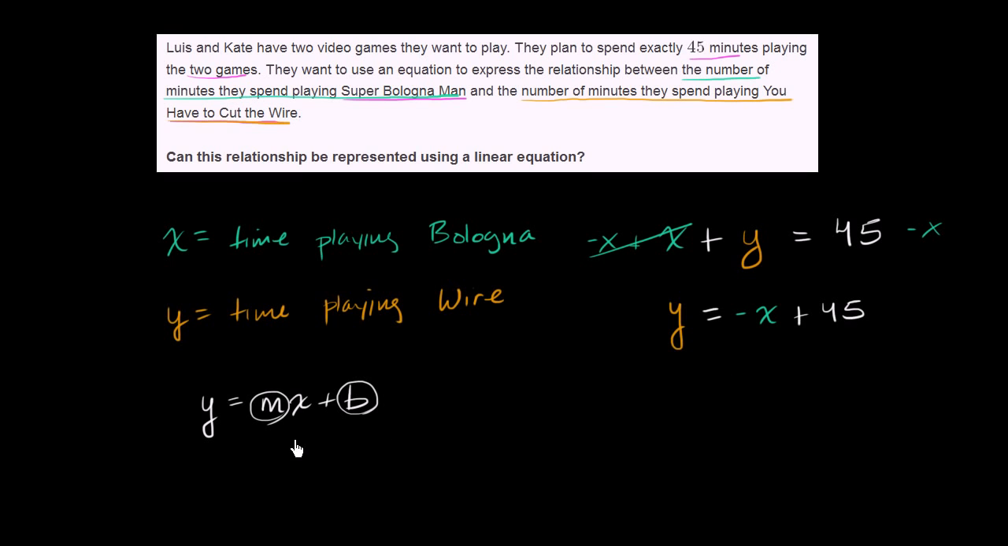But you see here it has that form. And you might say, wait, what is m here? I see that b is 45. Well, if I write negative x, that's the same thing as writing negative 1x. So this is definitely a line. I was able to write it in this form right over here. So can this relationship be represented using a linear equation? Absolutely, absolutely yes.